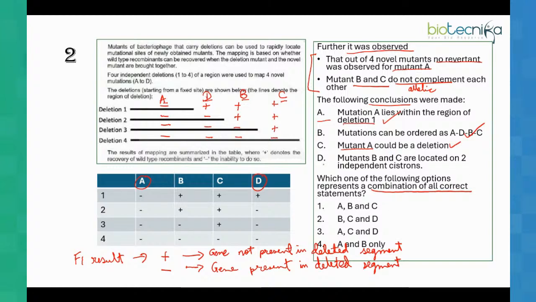Now, statement D says that mutants B and C are located on two independent cistrons. If B and C were present in two independent cistrons, then they would have complemented each other. But since they do not complement, they are present in the same cistron. So it is incorrect. So what all are the correct statements? A, B, and C. And that gives your answer as option 1. Is it followed, everybody?